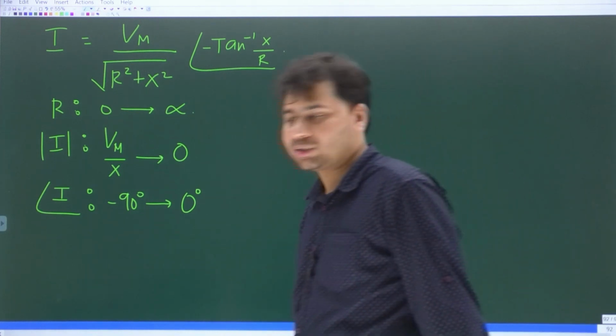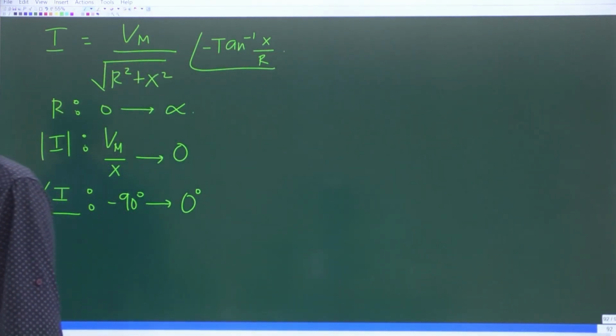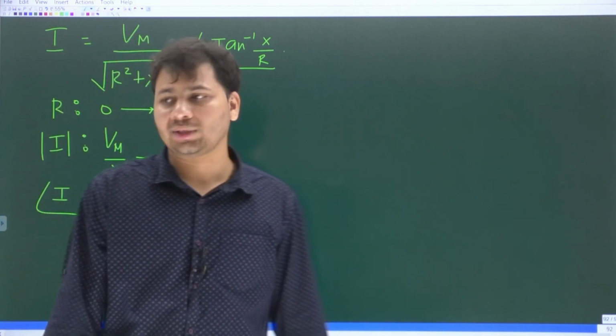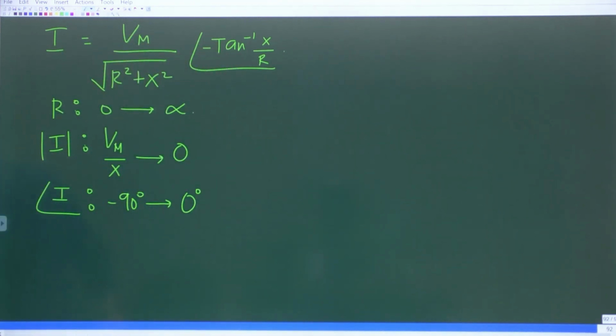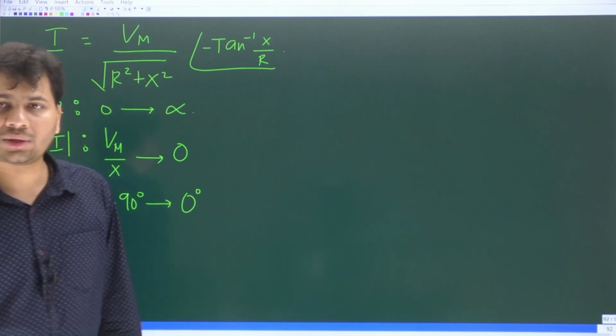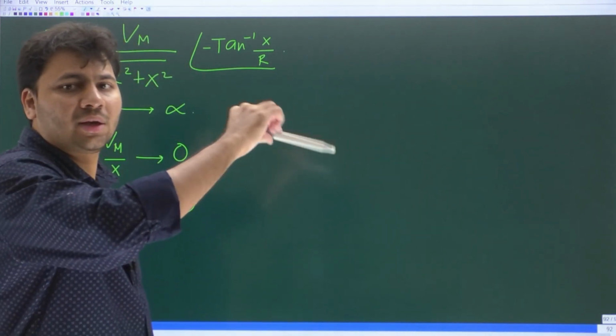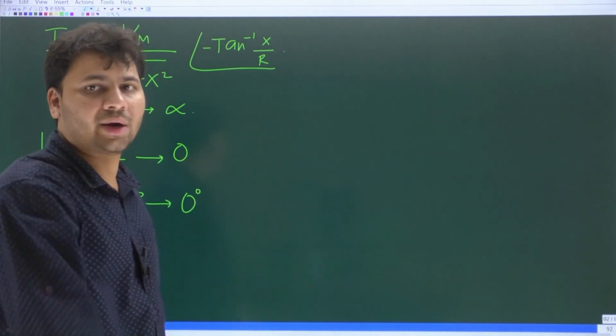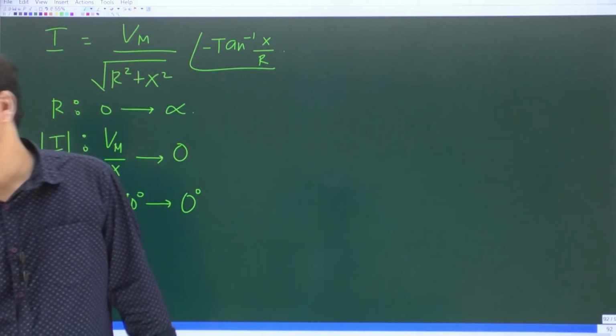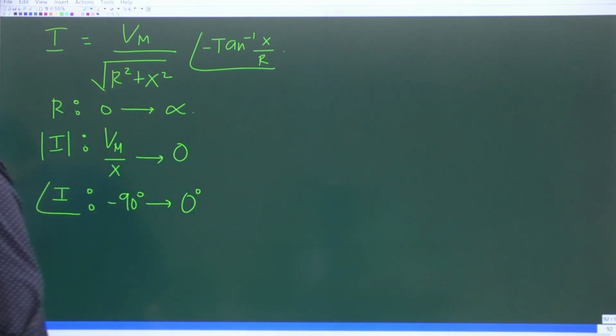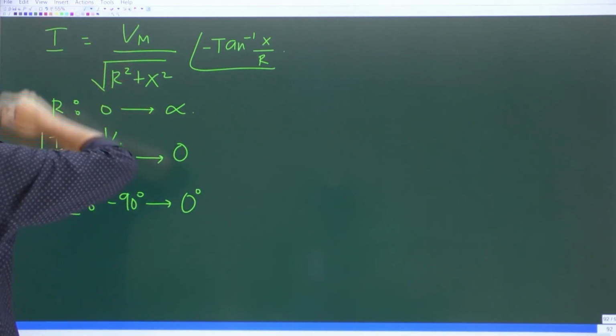Please comment in the chat box. The phasor I will rotate in which quadrant? Minus 90 degrees to 0 degrees. Minus 90 degrees is the negative imaginary axis. 0 degrees is the positive real axis. So from the negative imaginary axis, it gets aligned with the positive real axis. It will rotate in the anti-clockwise direction in the fourth quadrant. Okay, everybody says fourth. Very good.